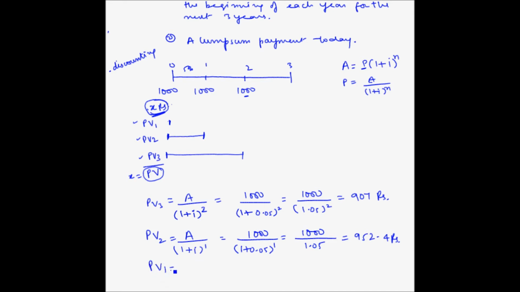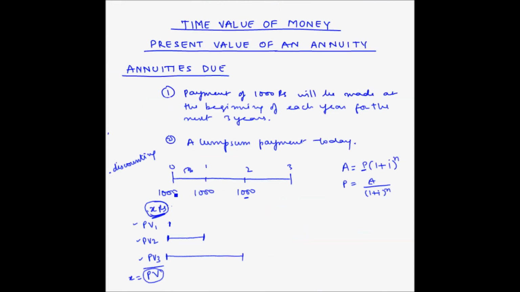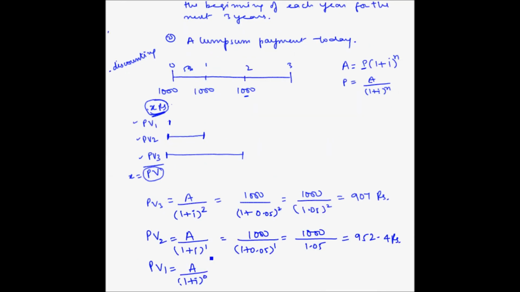And PV1 will be equal to A divided by 1 plus i to the power 0, because this is not even being compounded. This is the amount of money which we are getting at the beginning of the entire tenure, so this is not attracting any interest. So the present value is the same. This is equal to 1000 divided by 1 plus 0.05 to the power 0, which is 1000 divided by 1, since anything to the power 0 is 1. So this is 1000 rupees.